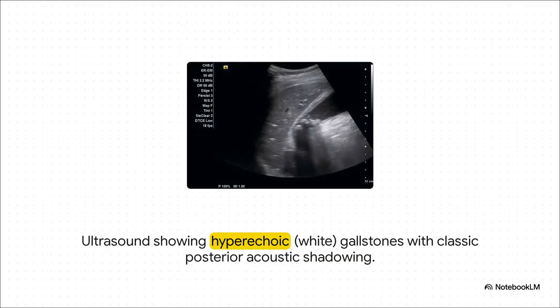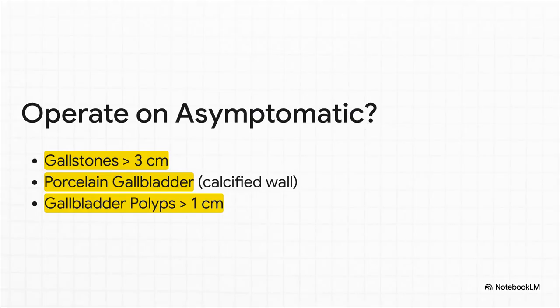And this is the classic picture on an ultrasound. See that bright white thing? That's the stone. We call that hyperechoic. And right behind it, see that dark streak? That's called posterior acoustic shadowing. When you see a bright spot with a shadow behind it in the gallbladder, you can be pretty darn sure you're looking at a gallstone. It's a textbook image.